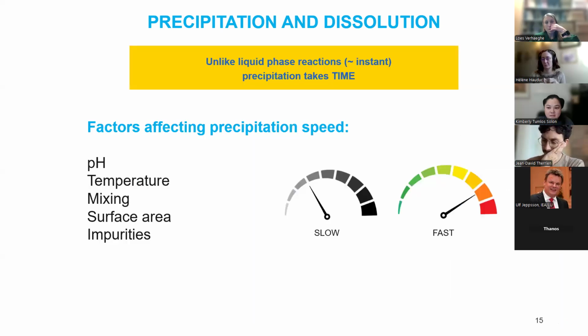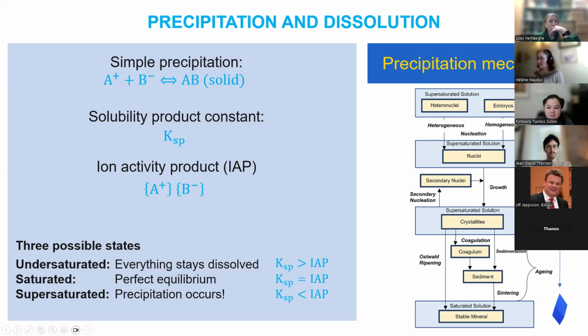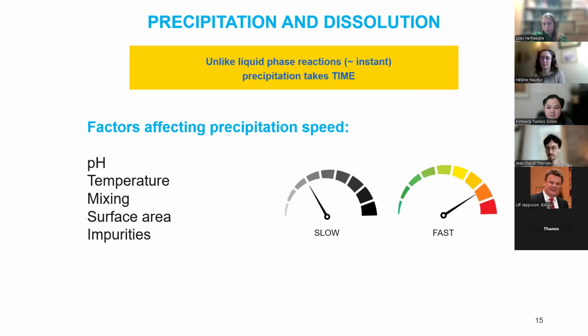So here you can actually see that precipitation takes time. From the initial equation, it seems like the equilibrium equation that I showed before. So one might think that they look instant, like acid-base reactions, but in reality, precipitation takes time. So yeah, maybe I could give you a few seconds.